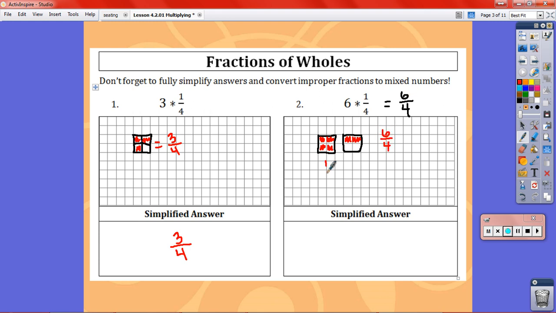We also have 1 whole and 2/4, which is the same as saying 1 whole and 1/2. So we have 1.5 as our simplified answer. So I get that by merging 2 pieces together, so dividing by 2, 1/2. Could have done that here. Divide by 2, and I get 6 divided by 2 is 3, 4 divided by 2 is 2, 3 halves. 2 out of 2 is 1 whole, so I take the 2 out of 2 away, and I have 1 out of 2 left. 1.5.